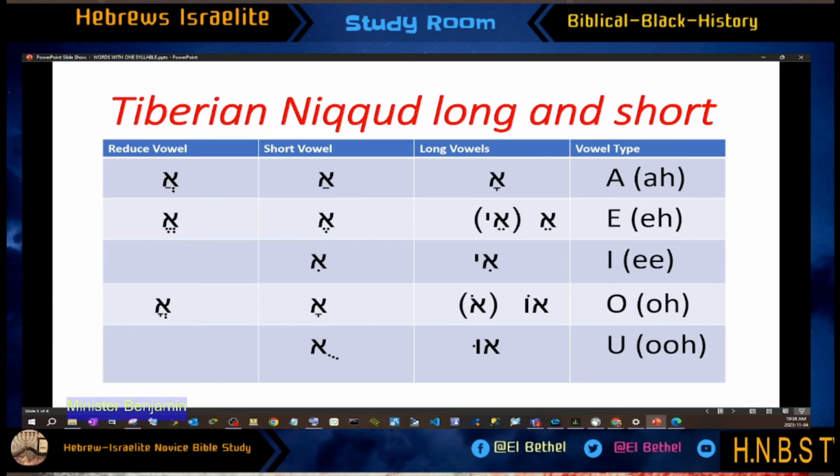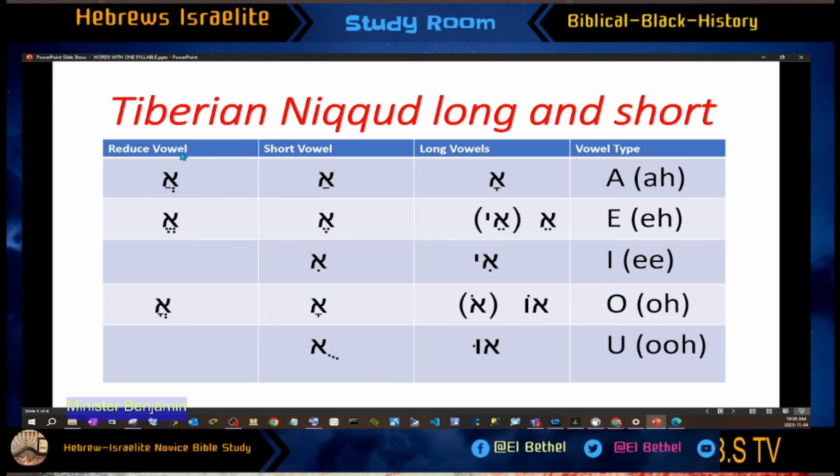Which came about by the Masoretes, right? I'm not going to go into all of that history right now, but you can look up the Masoretes and you can look up who created the Nikud system. You'll get the information there. So you have five vowel classes, just like in English. You have A, E, I, O, U in English, right? You have five vowel classes in Hebrew as well.